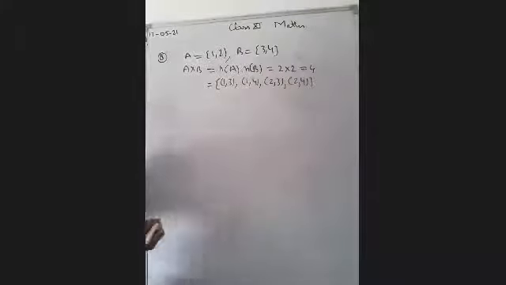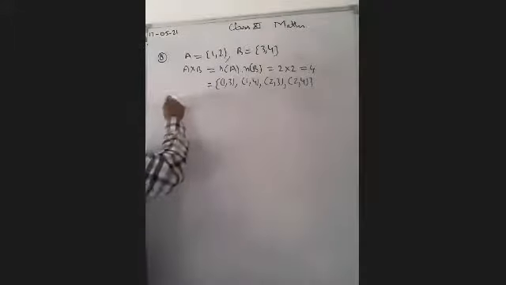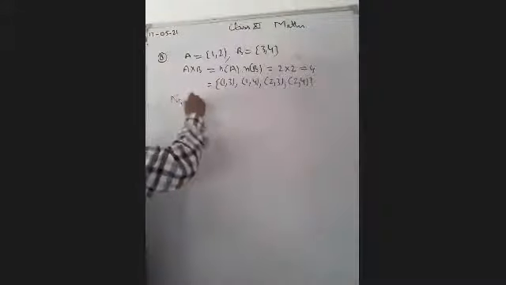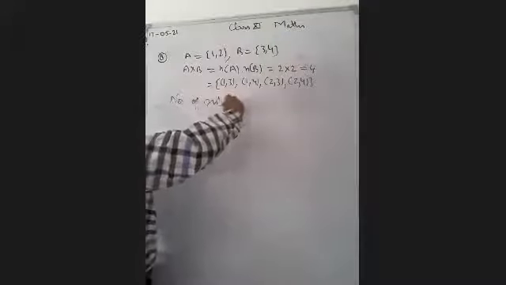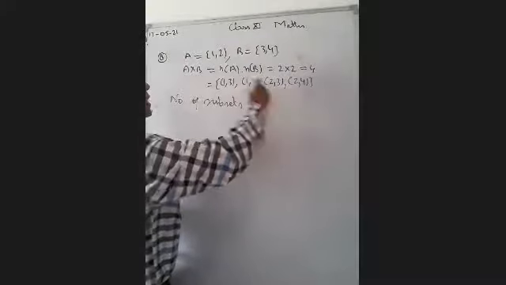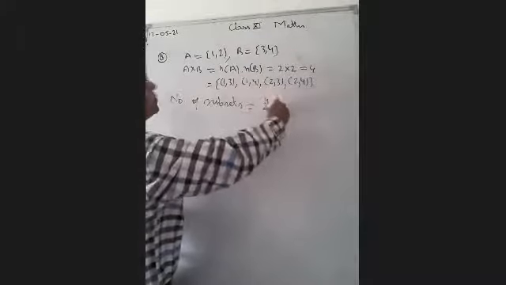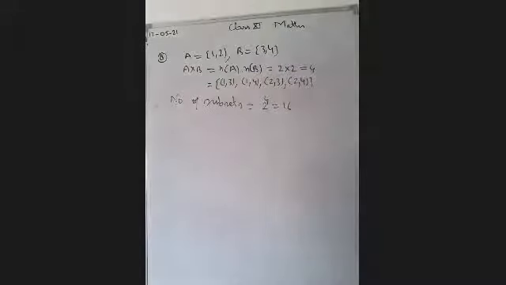These are the elements. Now we want to find the subsets of this set. So how many subsets? The number of subsets is 2 to the power n, where n is the number of elements, 4. That will be 16 subsets. So you have to list them also. For listing, you have to write all the elements.